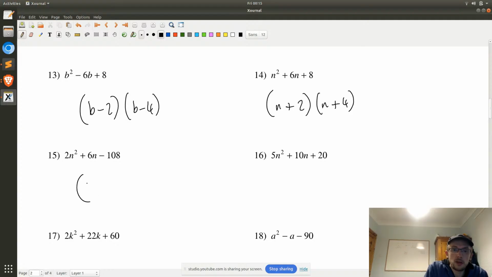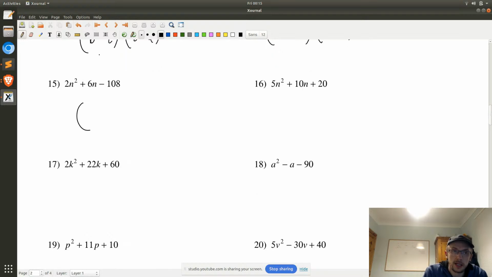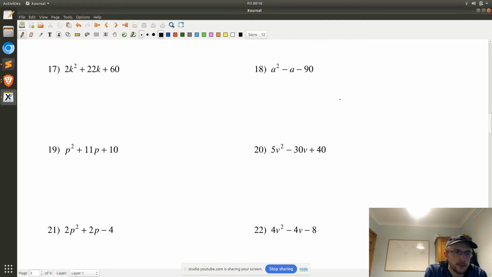And now they appear to not be monic quadratics or monic trinomials because the leading coefficient is not 1. But that doesn't bother us even a bit because we can just divide everything through by 2. And then we get n squared add 3n, take 54, which is clearly 9 and 6. Beautiful. Divide everything through by 5. And we get n squared add 2n add 4, which is a perfect square. By 2, we get k squared add 11 add 30.